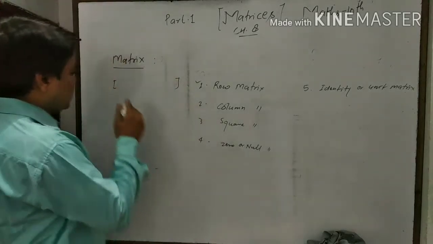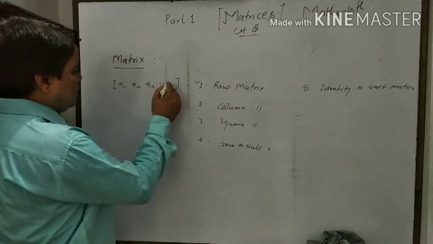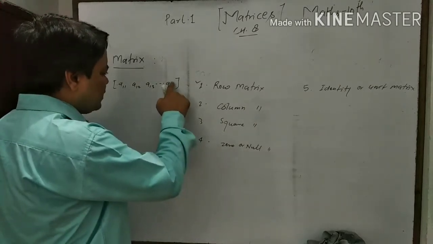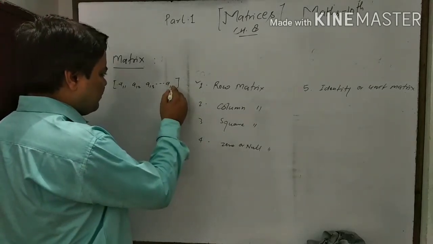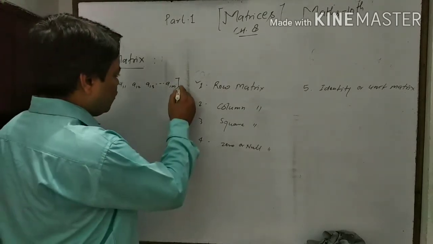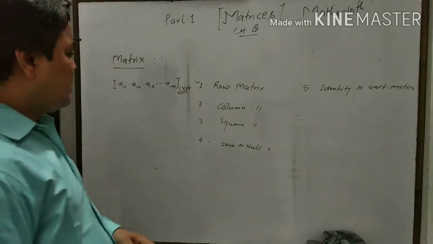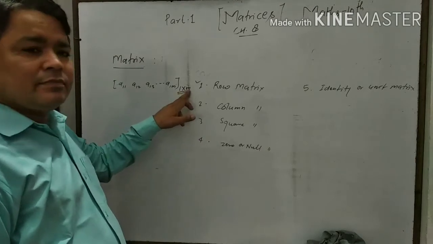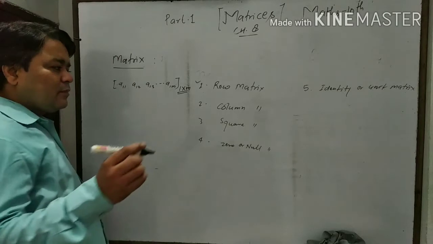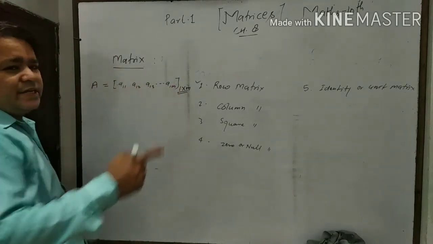In the general form, we will write it this way: A11, A12, A13, like this, A1j, A1r, up to A1m. Its order will be 1 by m. It means here there is 1 row and m columns. Therefore, the matrix A is a row matrix.